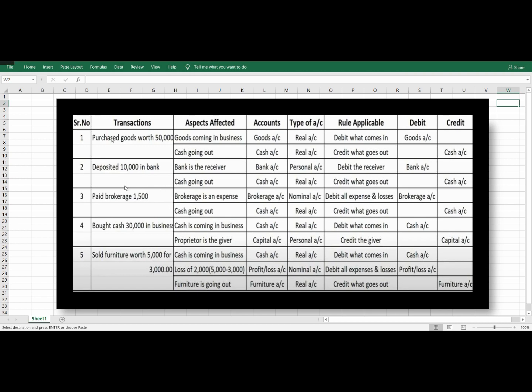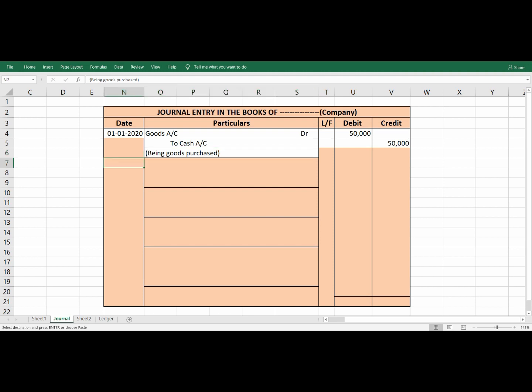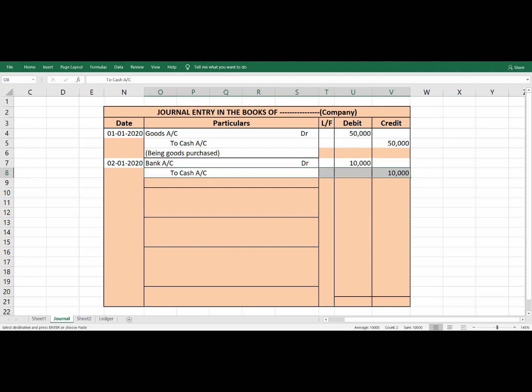Let's see the entry for this. First will be the date, that is the 2nd January 2020. Then will be the first debit account, that is bank account will be debited for rupees 10,000 and cash account will be credited for rupees 10,000. And then we will pass the narration being cash deposited in bank.